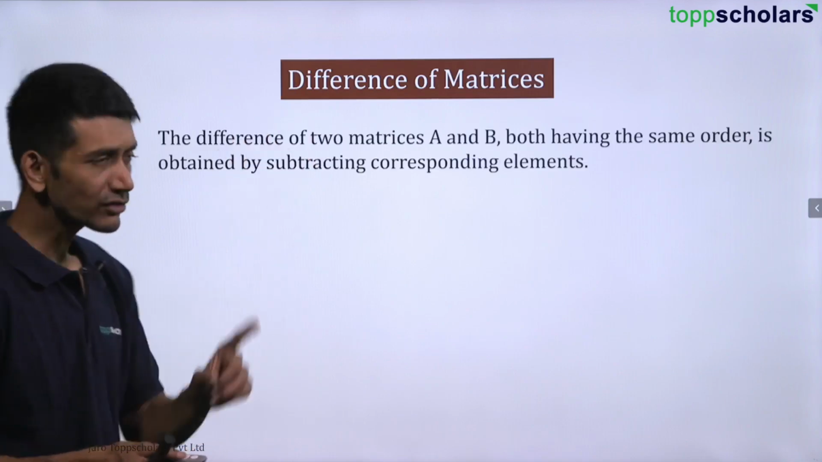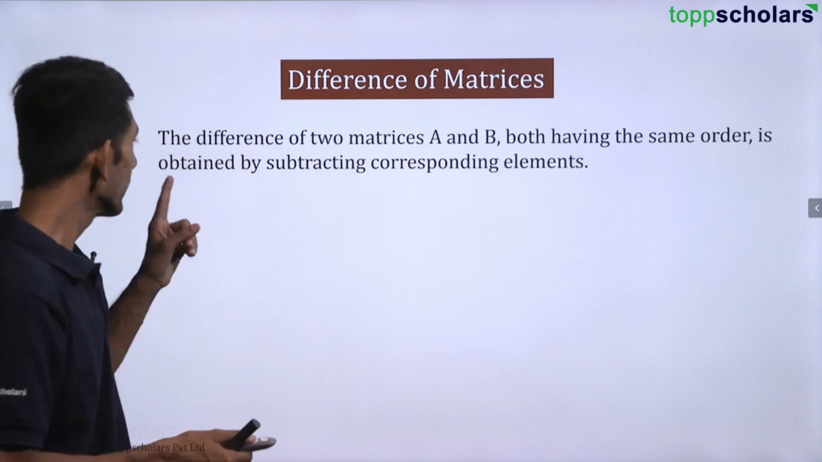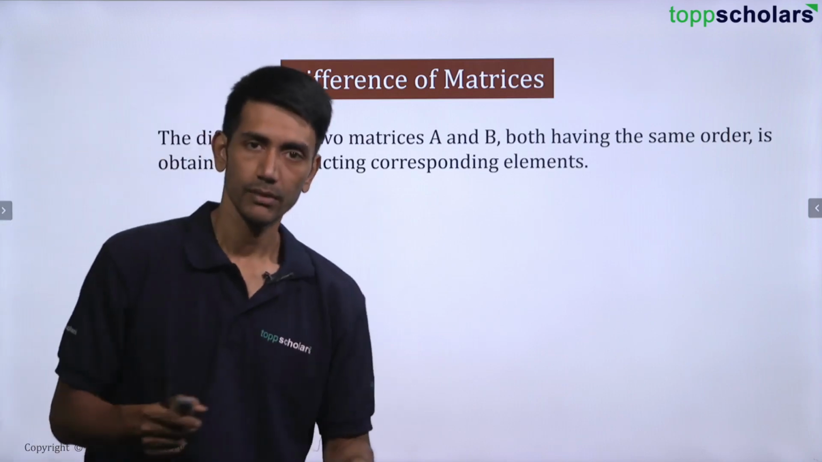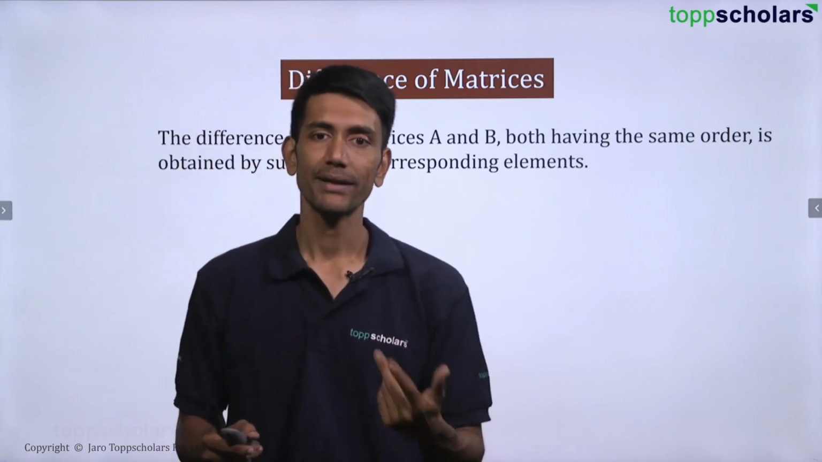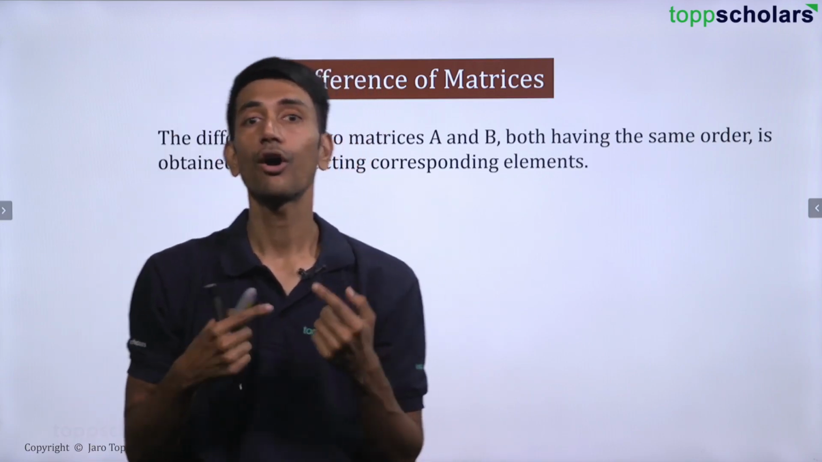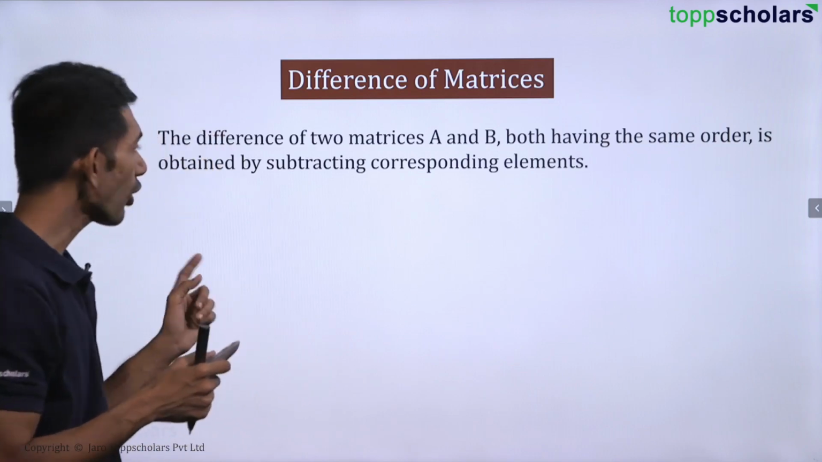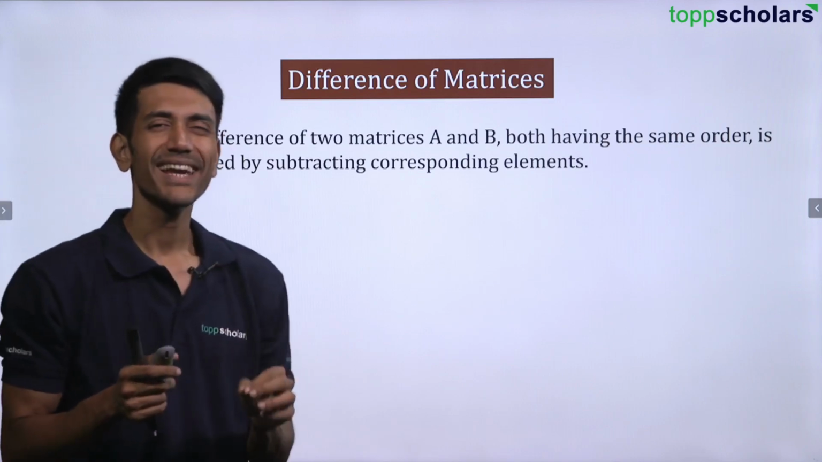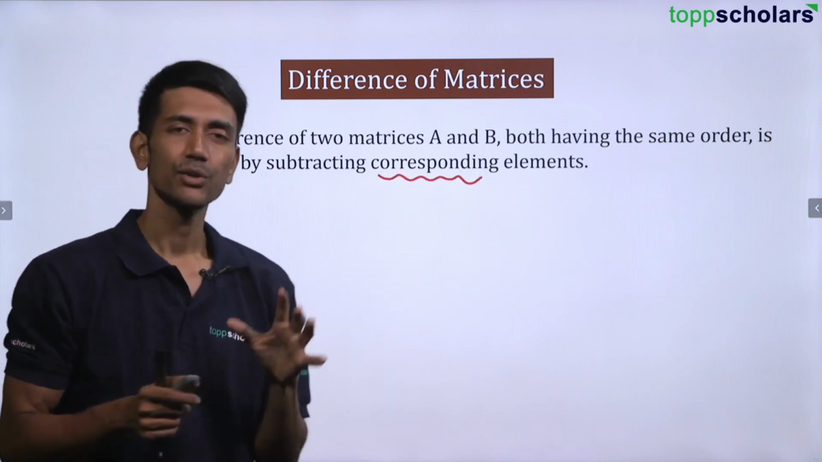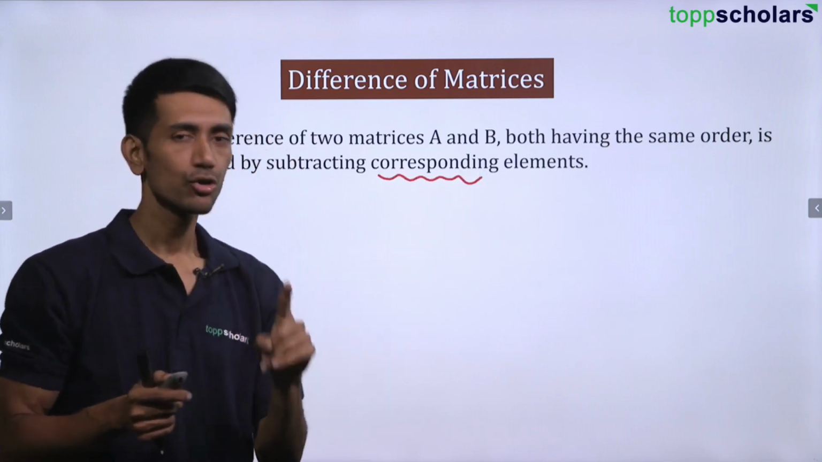Okay. Now difference of matrices, again very important. The difference of 2 matrices A and B, both having the same order. Again, if you want to subtract the 2 matrices, the order has to be the same. The order should not change. It is obtained by subtracting corresponding elements. So, corresponding elements, you just have to subtract them, order should be the same.